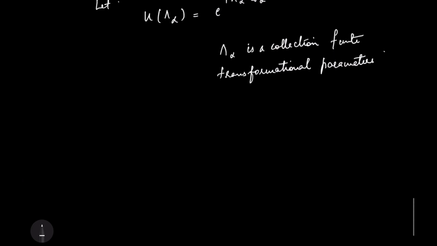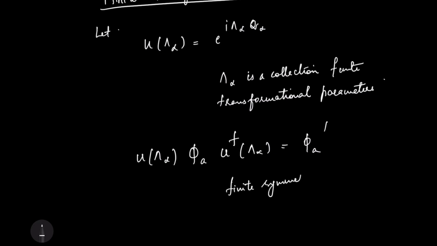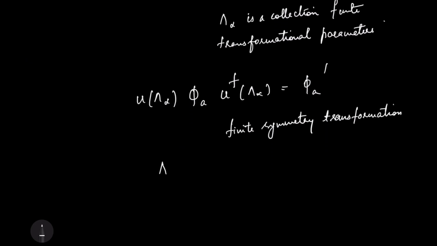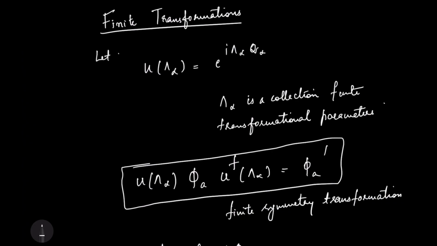And a finite symmetry transformation of the field phi a can be represented using this operator as U of lambda alpha acting on the field phi a, you will get phi a prime. So this is not infinitesimal, this is a finite symmetry transformation. So if you put lambda alpha equal to epsilon alpha in such a way that epsilon alpha tends to 0, then this equation will reduce to the non-trivial order.